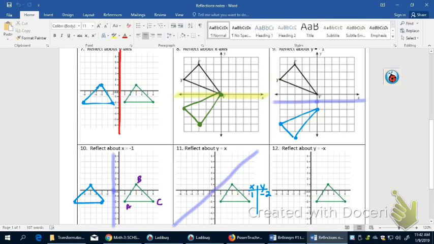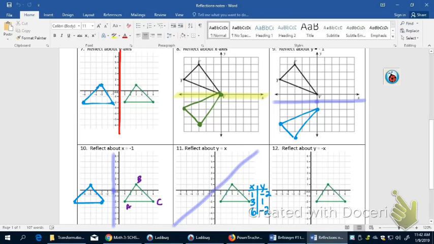B was this point here. So 1, 2, 3, 1. And then C, this point out here, was 6, I think. 1, 2, 3, 4, 5, 6, negative 2. Are we good so far?